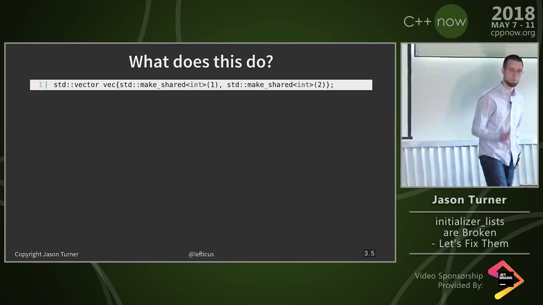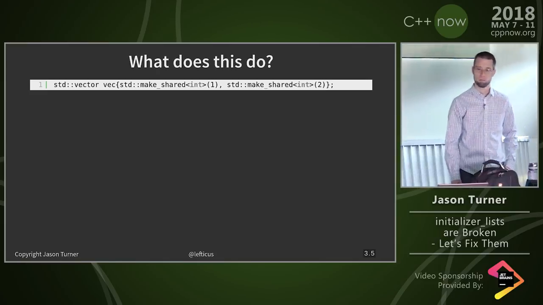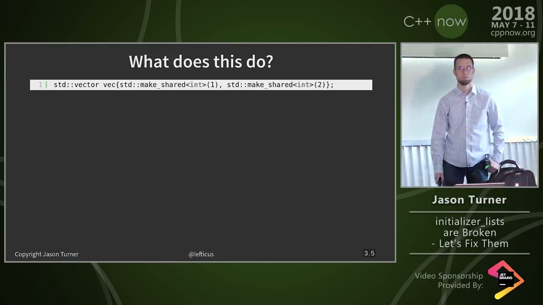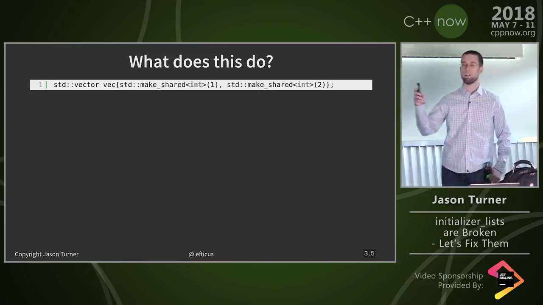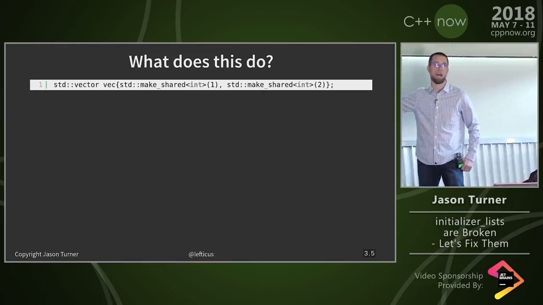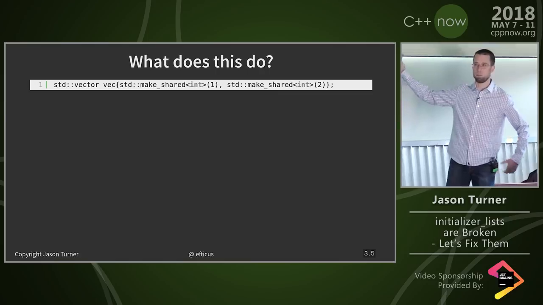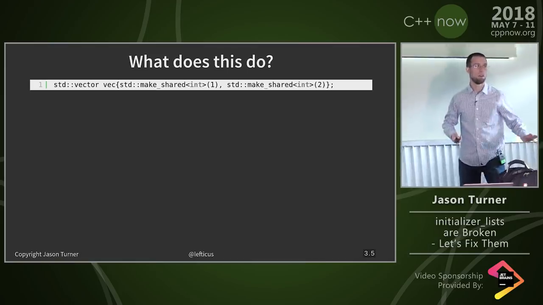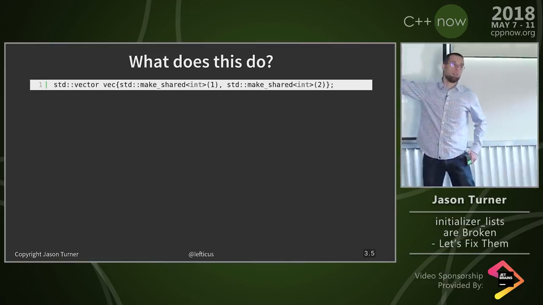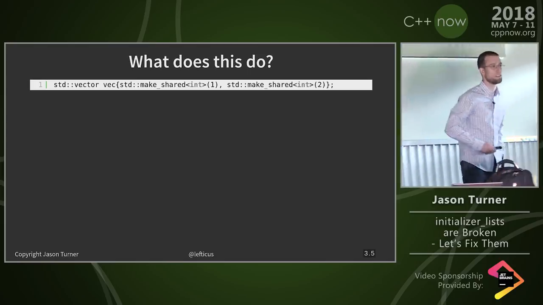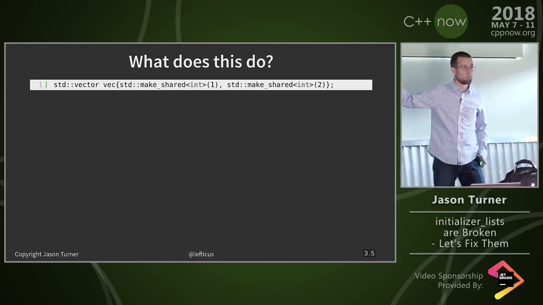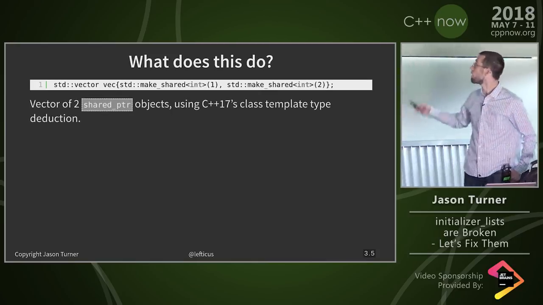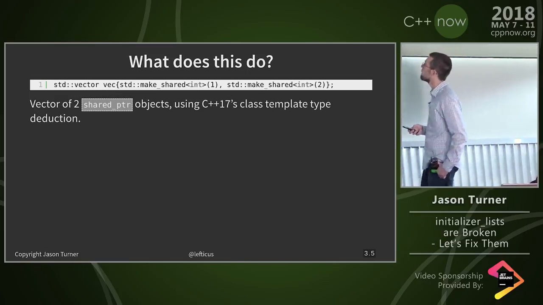What does this code do? Well, from a higher level perspective, what do we have? We have a vector of two shared pointers. This is using C++17's class template argument deduction. It is, yes. Kind of handy right here. Two shared pointers, using C++17's class template argument deduction.